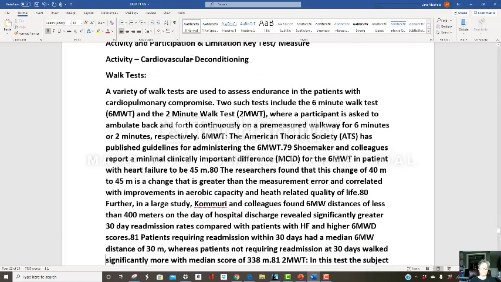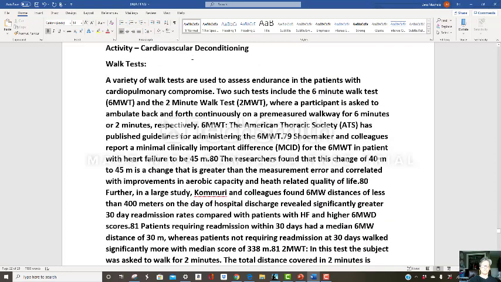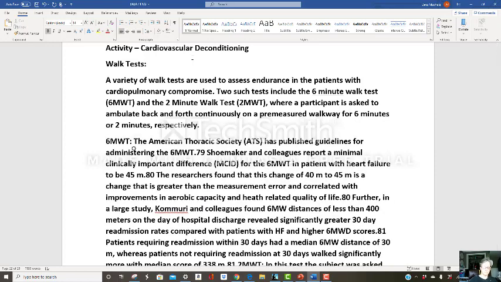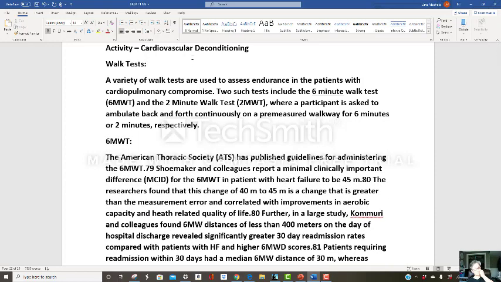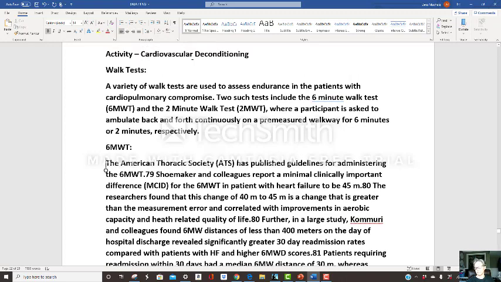6MWT. The American Thoracic Society, ATS, has published guidelines for administering the 6MWT. Shoemaker and colleagues report a minimal clinically important difference, MCID, for the 6MWT in patients with heart failure to be 45 meters. The researchers found that this change of 40 meters to 45 meters is greater than the measurement error and correlated with improvements in aerobic capacity and health-related quality of life.